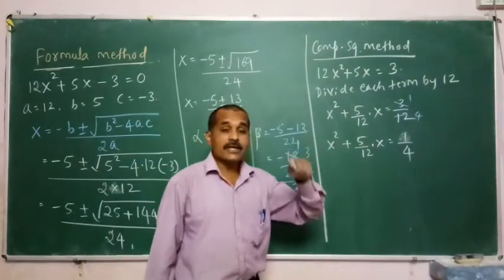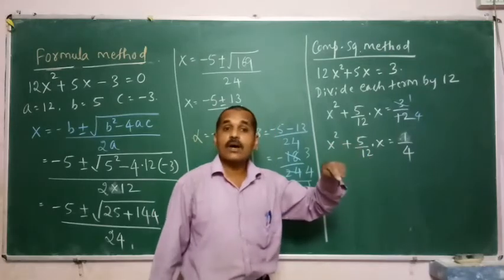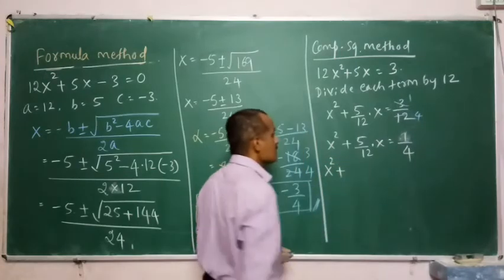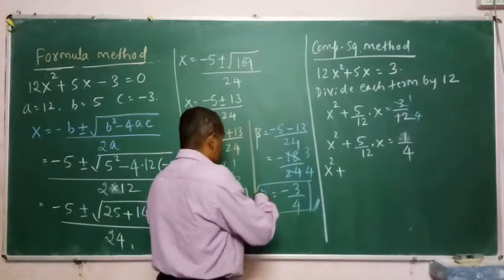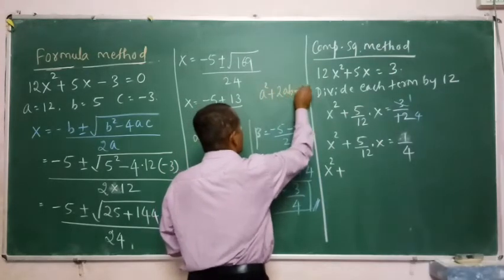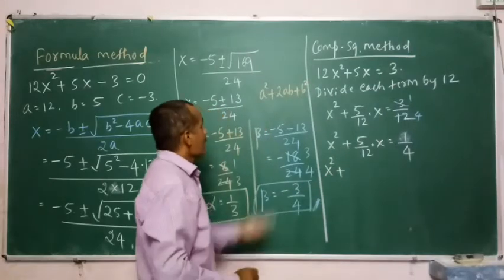On the LHS I have to bring it in the form of a square plus 2ab plus b square. That means x square plus... I have to bring it in the form of a square plus 2ab plus b square. Why plus 2ab? Because plus is here. What do I want now?